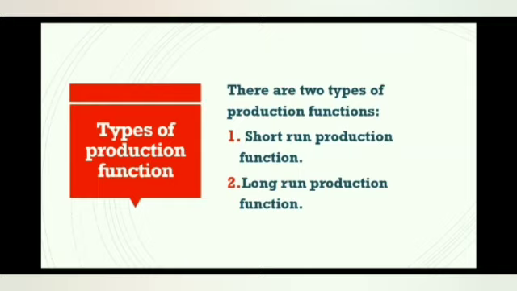In this case, the factor ratio, that is land-labor ratio, changes. For example, on 5 acres of land, 10 laborers can be employed. So, initially, factor ratio will be 5:1. When we employ another laborer, the factor ratio changes to 5:2. So, factor ratio changes during short period.